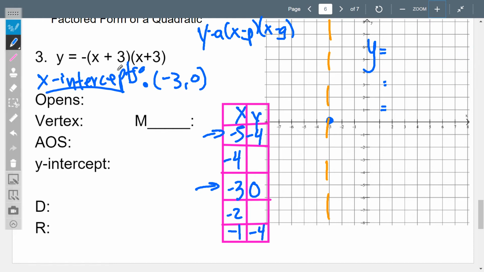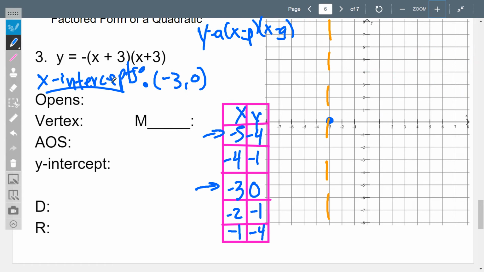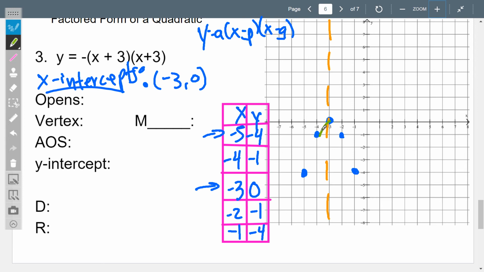All right, let's plug in -4. So -4 plus 3, -4 plus 3. Remember, this can be thought of as a -1, so that's -1 times -1 times -1, which is -1. So plugging in -4 gives us -1, and due to the symmetry, that would also be the case with plugging in -2. So our graph looks like this: -5, -4, -4, -1, -3, 0, -2, -1, -1, -4, and you'll notice that our graph is upside down like this.